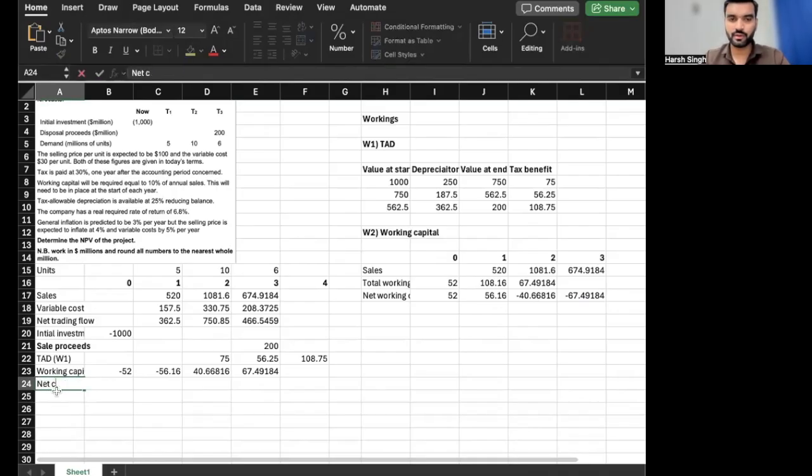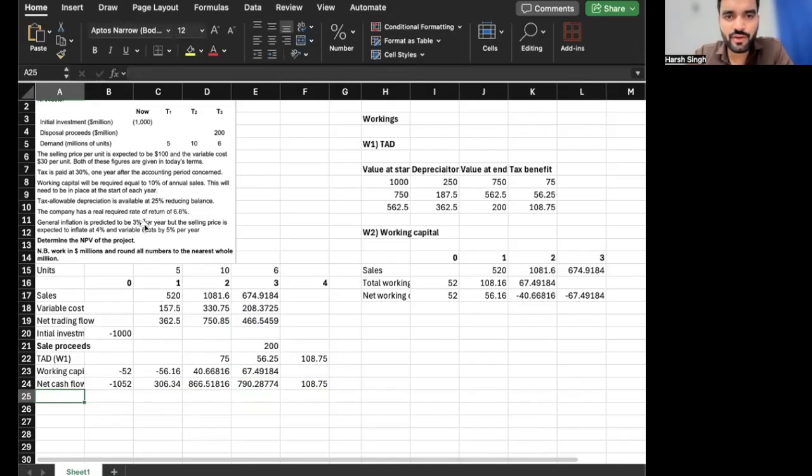So I can put down net cash flows. So total, this plus this. Over here we have net trading inflow plus your working capital. Over here we have trading inflow plus your tax allowable depreciation benefit plus the working capital that we are getting. Over here we will have net trading inflow plus sale proceeds plus TAD plus working capital that we are going to get back, and then tax allowable depreciation. Everything is almost considered. Can we go for the discounting factor, everyone?